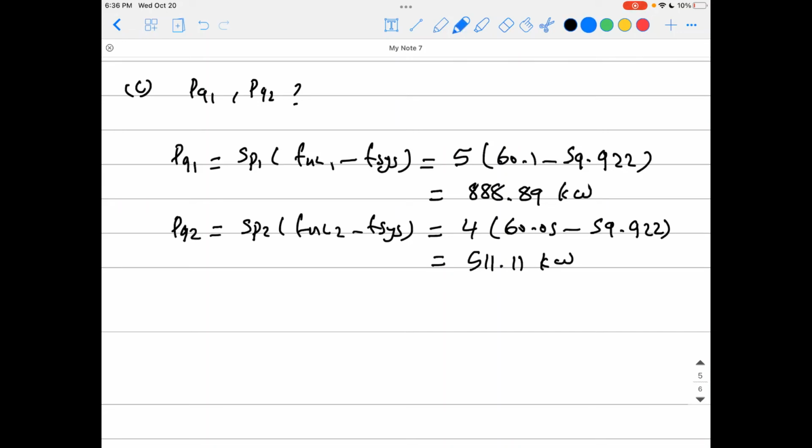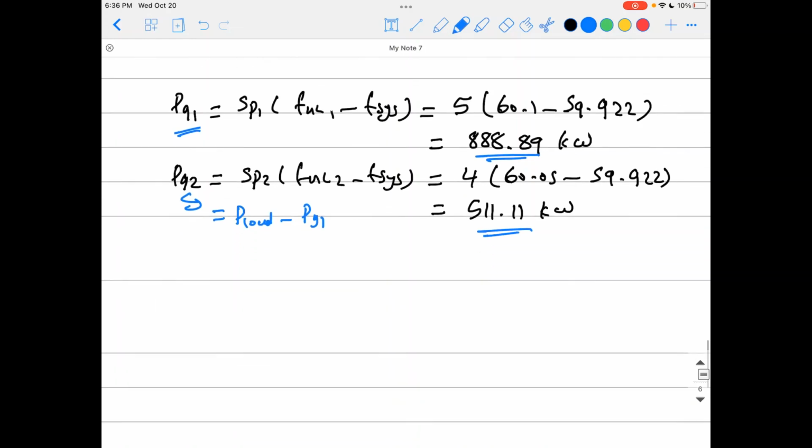By the way, it's obvious that if you add those two together, it gives you 1.4 megawatts, which is the load power. Otherwise, again, you're making a mistake. And actually, you can do it like that: find P generator 1 like this and say that P generator 2 equals P load minus P generator 1, and you don't need to recalculate it. But I suggest you recalculate it just to make sure. Okay, guys?